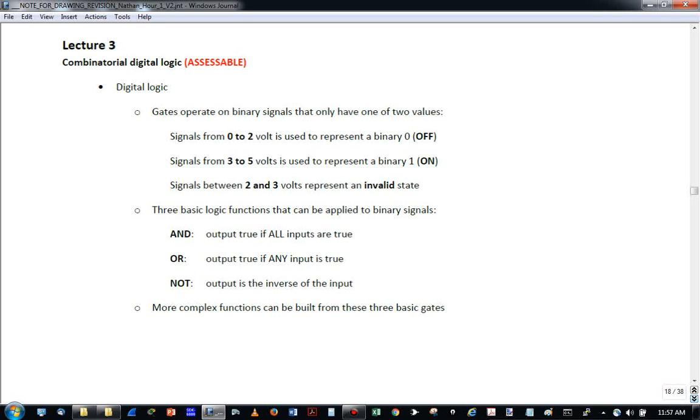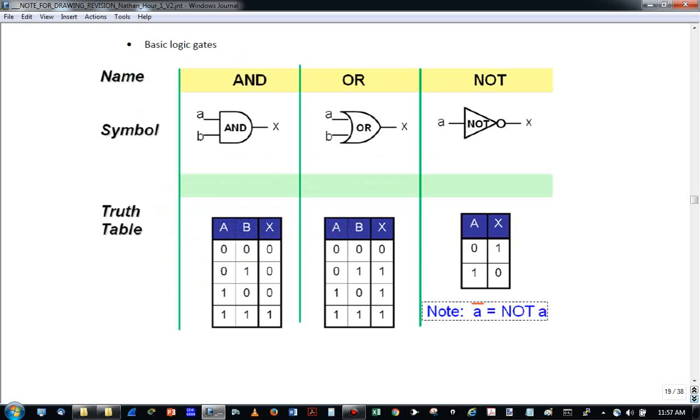There were the 3 basic logic gates that we talked about: AND, OR, and NOT. And we can build more complex functions from those basic gates. So here's AND, OR, and NOT. The basic way to remember AND, or the simplest way, is wherever there's a 0 on the input, the output is a 0. For OR, it's the opposite. Wherever there's a 1 on the input, the output is a 1. NOT, 0 becomes 1, 1 becomes 0, so it's just the inverse.